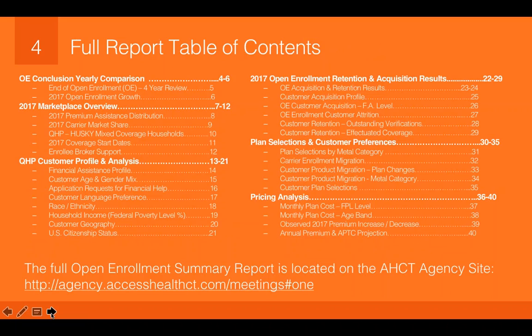If we look at slide 4, what you'll see here is essentially the full contents from that report, but more importantly, the location of that report on the Access Health website. Anyone on the line looking for that report, it's out there on the Access Health agency site. If you follow the URL on the bottom left here, you'll find the full report under the Board of Directors meeting February 16th.